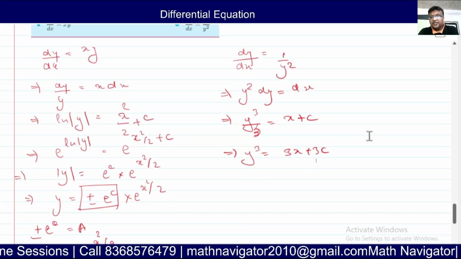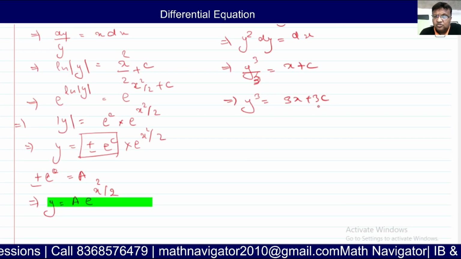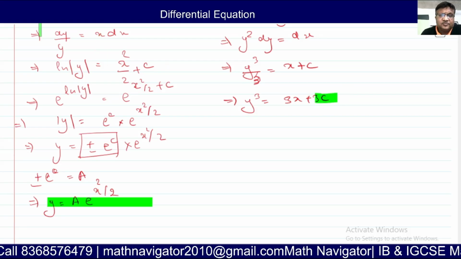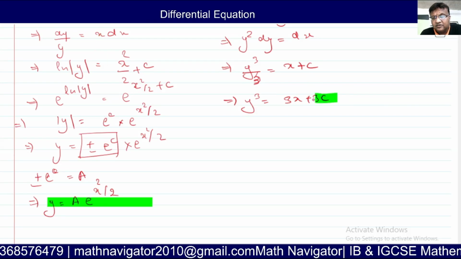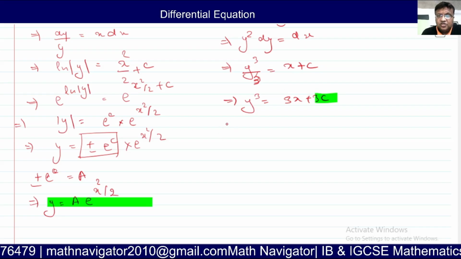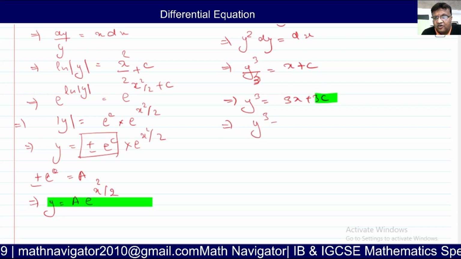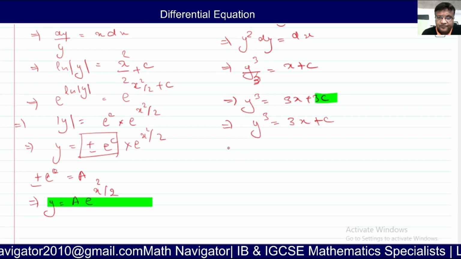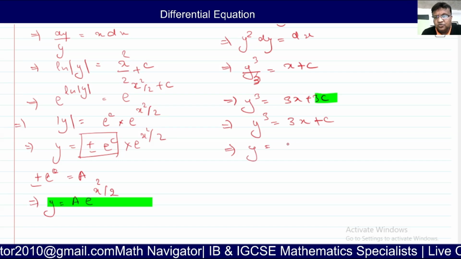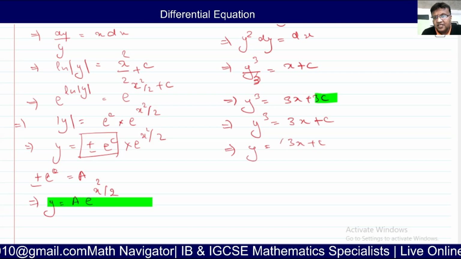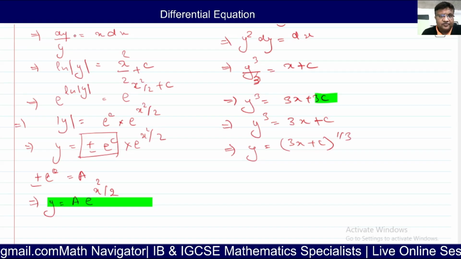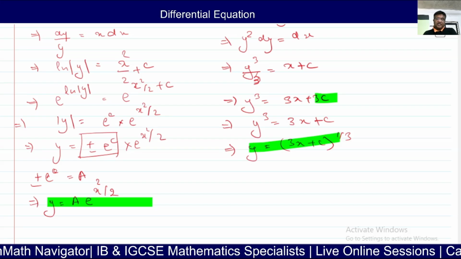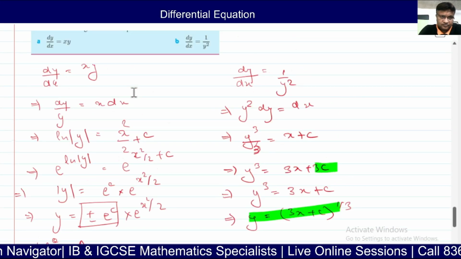Here I have a constant 3c. In place of this constant, I can write another constant, because you might get confused, sometimes you will see, oh my god, why have we not multiplied this with c? The reason is, in place of this constant, I'm writing another constant, which is again c. So y is equal to cube root of 3x plus c. I'm perfect with this. So this is done. This is your variable separable method.